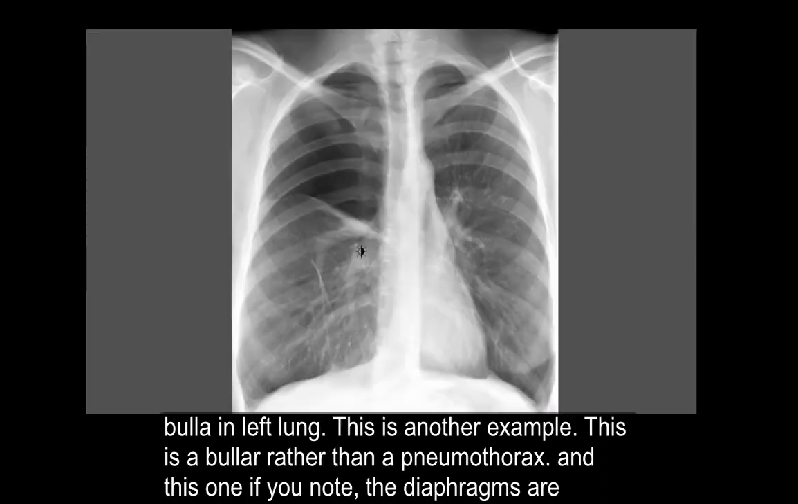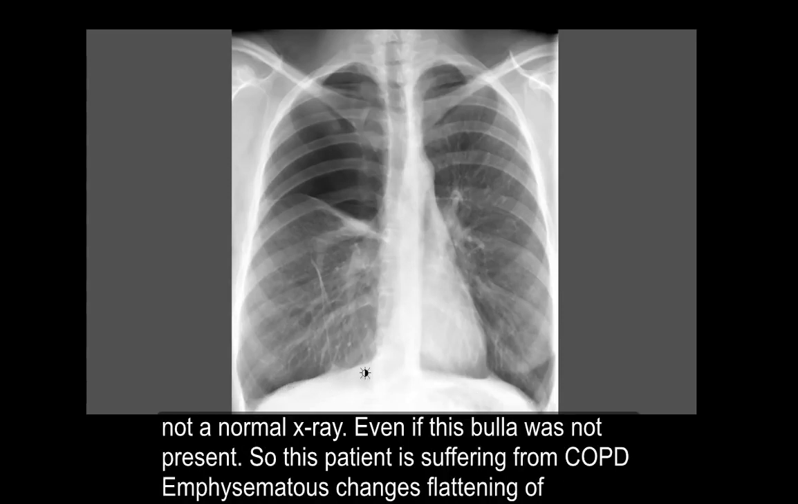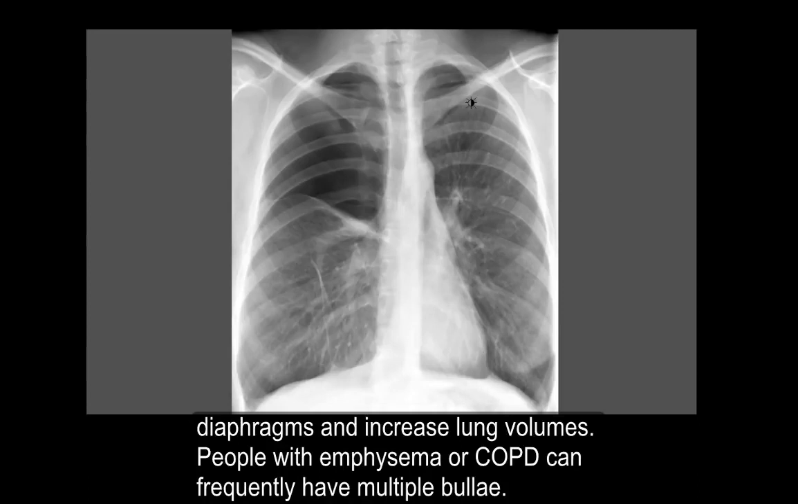This is another example. This is a bulla rather than a pneumothorax, and in this one, if you note, the diaphragms are flattened, the heart looks smaller, the lungs are elongated, and they have increased volume. So this is also a classical picture of COPD. This is not a normal X-ray, even if this bulla was not present. This patient is suffering from COPD: emphysematous changes, flattening of the diaphragm and increased lung volume. And people with emphysema or COPD can frequently have multiple bullae. Thank you very much.